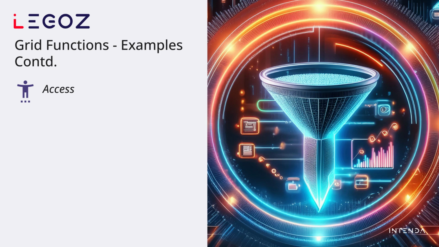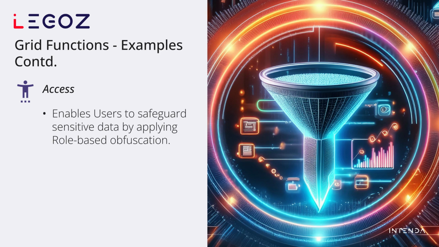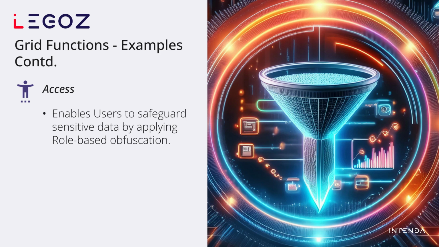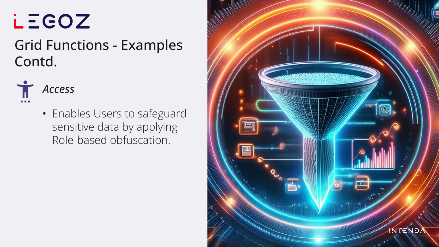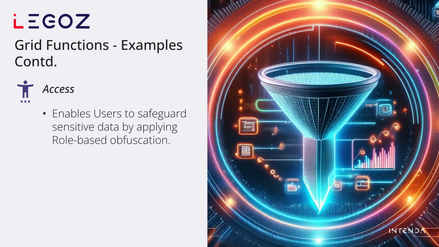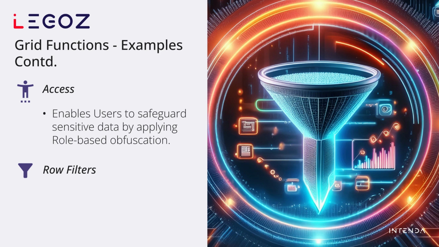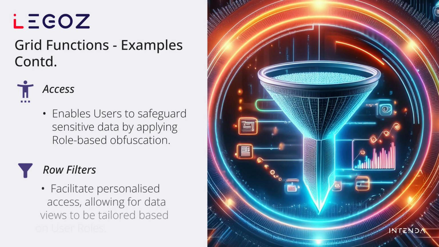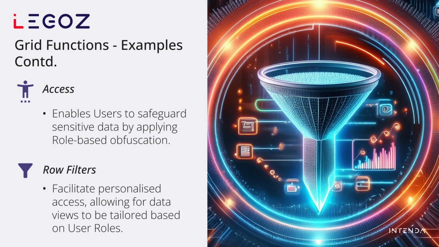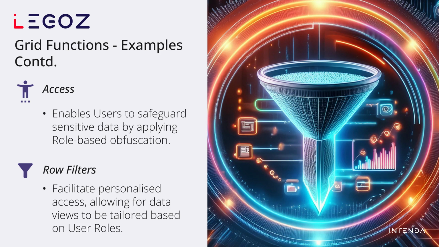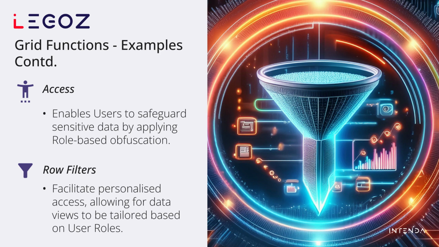Meanwhile, the access function allows for sensitive data to be safeguarded through role-based obfuscation. By empowering users to mask data based on its type, this function ensures confidentiality and integrity, while building trust in the data ecosystem. Row filters provide personalized data views based on user roles. By tailoring data visibility, row filters ensure relevance and security, allowing users to focus on what matters most.